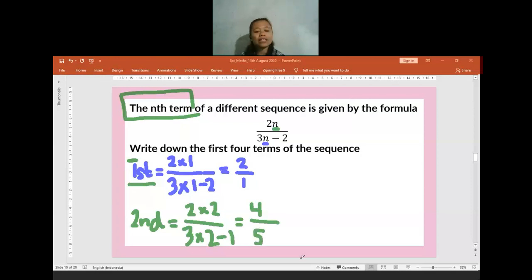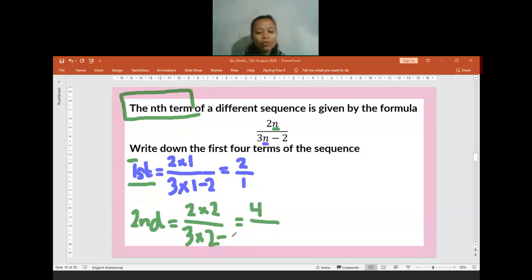Okay, so the answer will be 4 per 5 for the second term. So it's 4 per 4. You made a mistake. It is minus 2, not minus 1. Okay, thank you so much, Stanford. It's supposed to be minus 2.